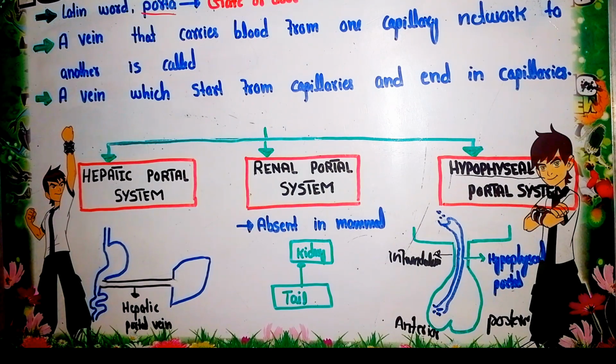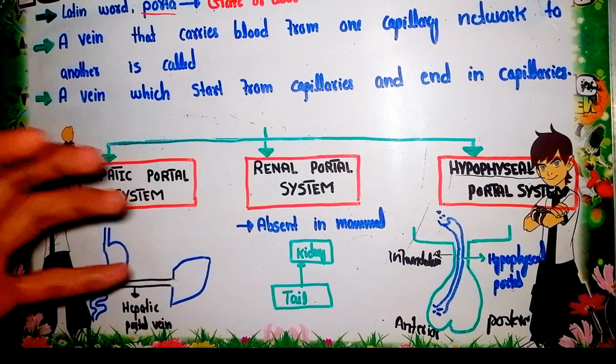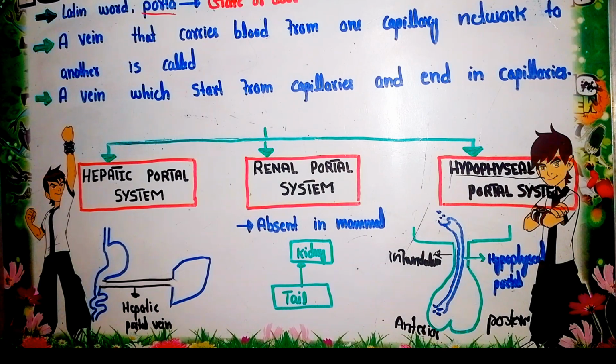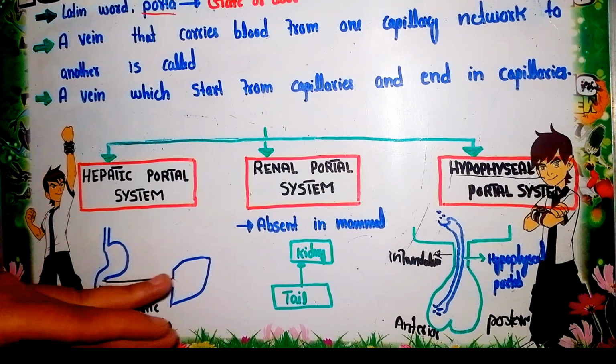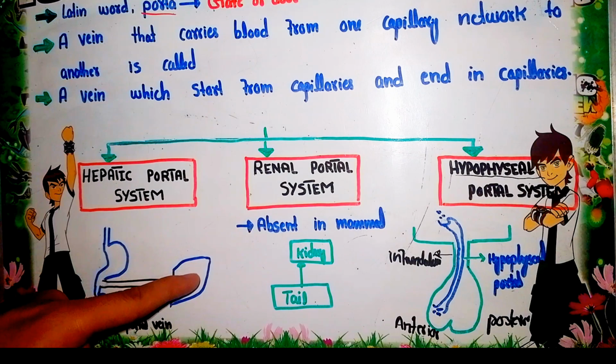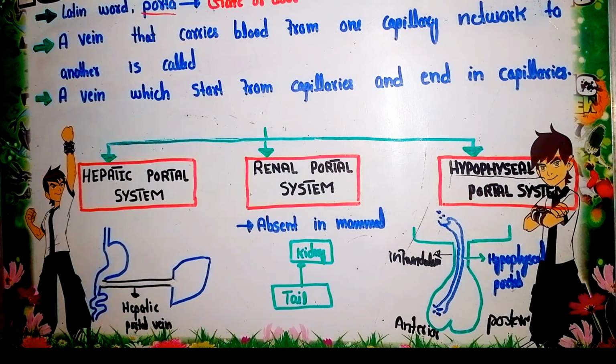Now the portal system is very important because it is responsible for nutrient distribution, as you can see in the hepatic portal system. Here the nutrients go towards the liver, where they are processed and distributed to the body. We are consuming different types of biomolecules. In the digestive tract these biomolecules are broken down and nutrients are absorbed. Now these nutrients are required by all parts of our body. This portal vein distributes these nutrients towards other parts of the body.